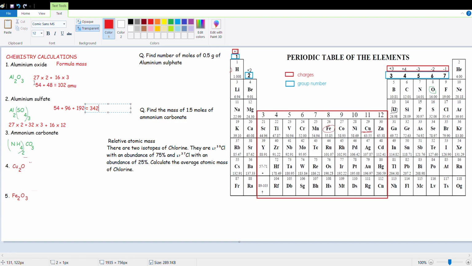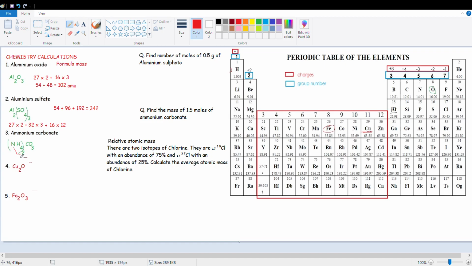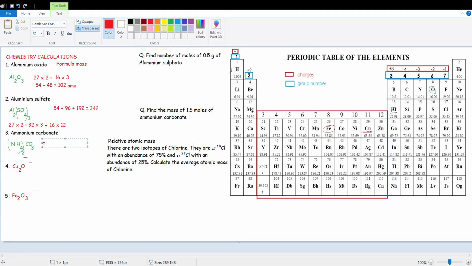Ammonium carbonate, so you see it's a difficult one, so I just want to do it. Nitrogen is 2, and I know nitrogen is 14, so it means 14 times 2, plus we have hydrogen, 4 times 2 is 8, so 1 times 8 because hydrogen is 1, and plus carbon is 12. We don't have anything else.